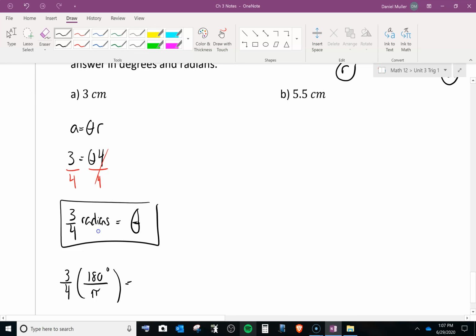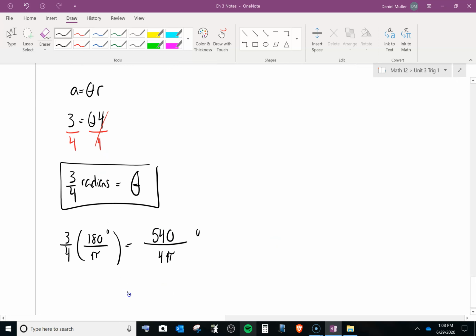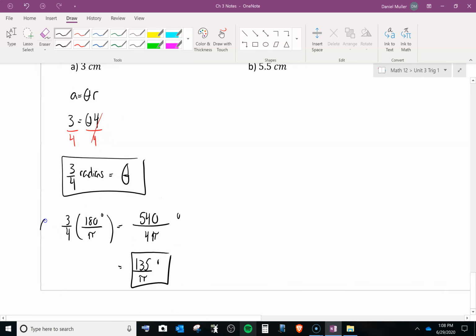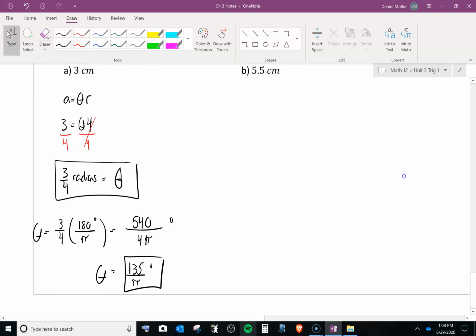So I have a 3 times 180, and then I have a 4 pi on the bottom with the degree symbol. Now, the 3 times 18 is 54, and there's the extra 0. So 54, so 540 over 4 pi. That can be reduced. 540 can be divided by 4. It can be cut in half to be 270, and cut that in half. It would be 135. So this is going to be 135 over pi degrees. So there's my answer. I had theta in my radians, and I have theta in degrees.